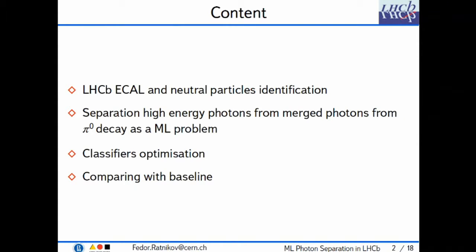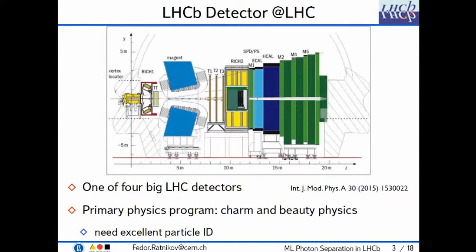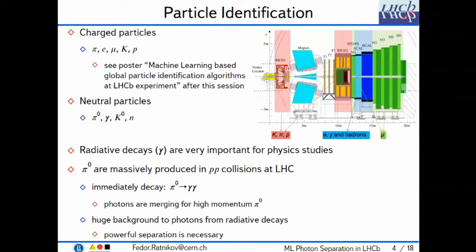And we will do this for the problem of separation of photons and pi zeros at LHCb, and I will talk a little bit about the context and about the problem itself, what we did, and then finally the comparison. Well, so the LHCb detector, as you know, is one of 4 big detectors, mostly dedicated to heavy flavor studies, so it requires perfect particle identification. There are charged particles and neutral particles. Charged particle ID is actually presented on the poster right after this session. We're talking about neutral particles, and particularly pi zeros and photons.